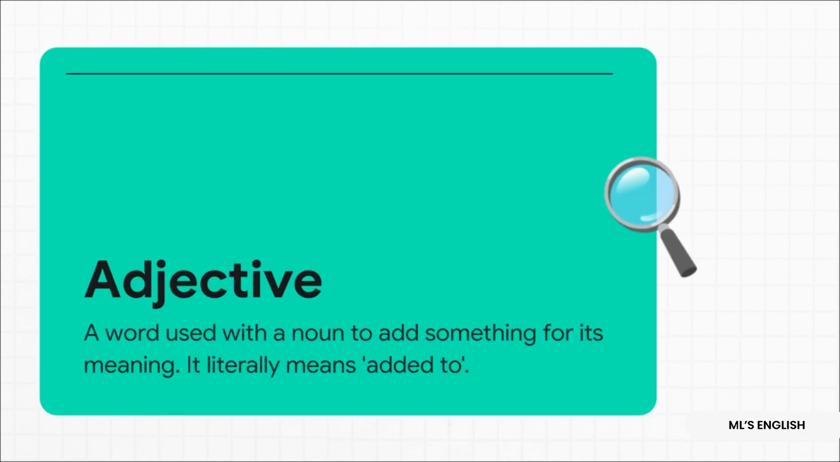The official definition calls an adjective a word used with a noun to add something to its meaning. And that makes perfect sense because the word adjective literally means added to. Think of it like this. Adjectives are the secret sauce you add to your nouns to give them all that flavor, color, and detail. They aren't just for decoration, they're absolutely essential.